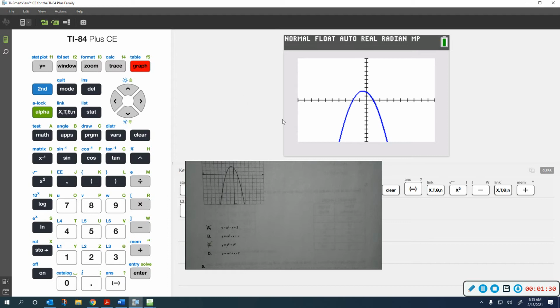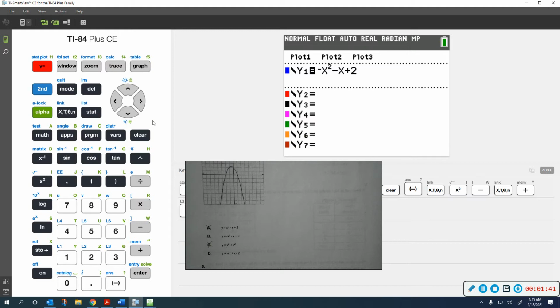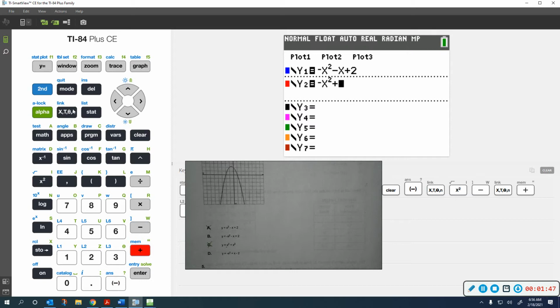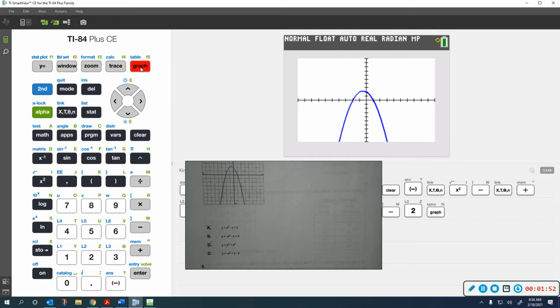And this one, it goes up to about positive 2. This one goes up to positive 2. The vertex a little bit to the left. Yeah, that looks about right. I'm going to go ahead and graph my second one just to see if it looks a little bit closer. So the other one says negative x squared plus x minus 2. And then I'll hit graph.